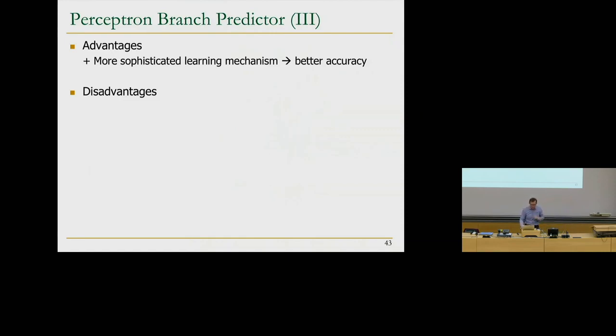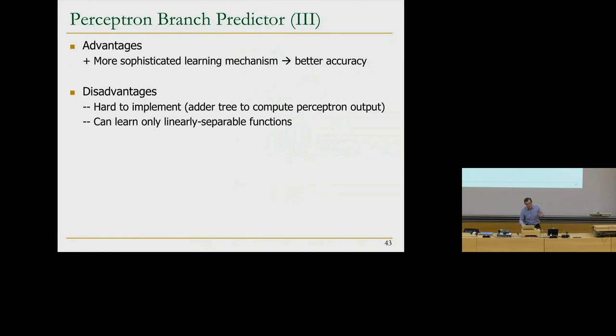But of course, it comes with a hardware cost. It's hard to implement, so you need an adder tree to compute the perceptron output. And you're at a very tight part of the machine. You need to do this prediction very quickly. And there's a downside of perceptron that other people have fixed by adding more information. This can only learn linearly separable functions.